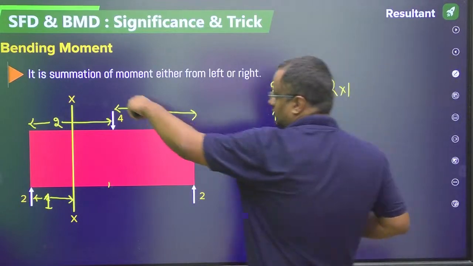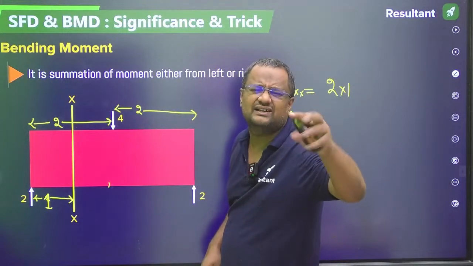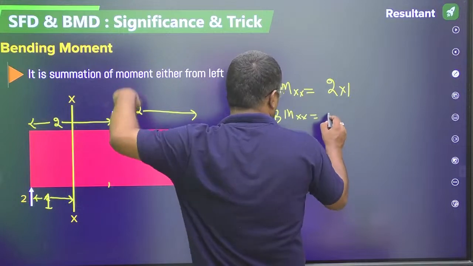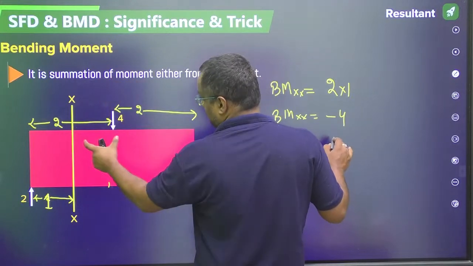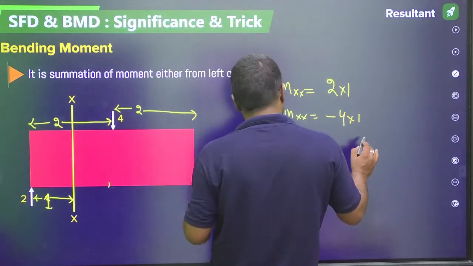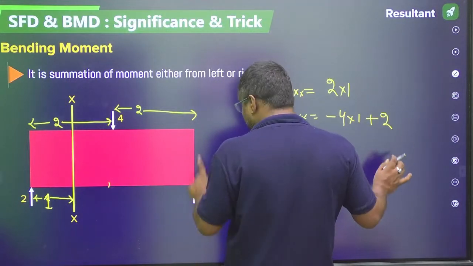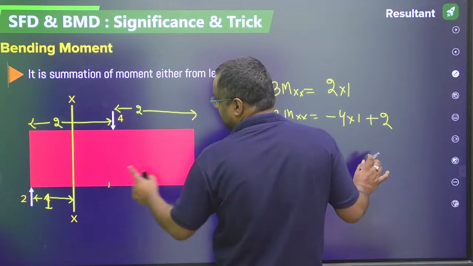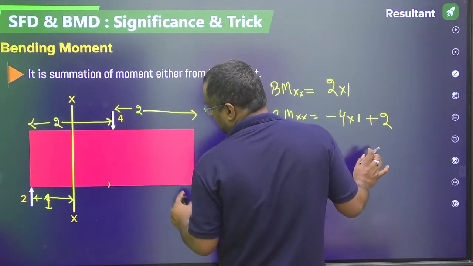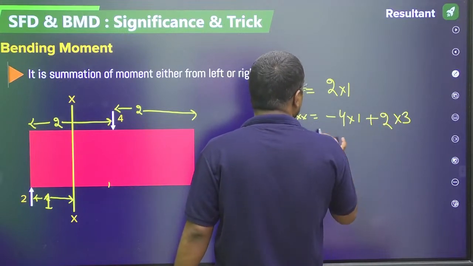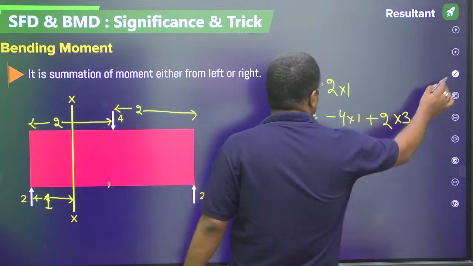This 4 is a downward load, either from left or right. Downward load causes negative bending moment. So minus 4 into 1, since this distance is 2 and this distance is 1. And this 2 is upward, upward is positive, so positive 2 into the distance 2 plus 1, 3. From here to here 2, here to here 1, 3. So minus 4 plus 6 is again plus 2. Okay sir, this is one sign convention.